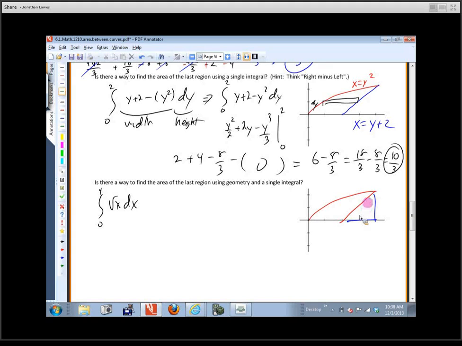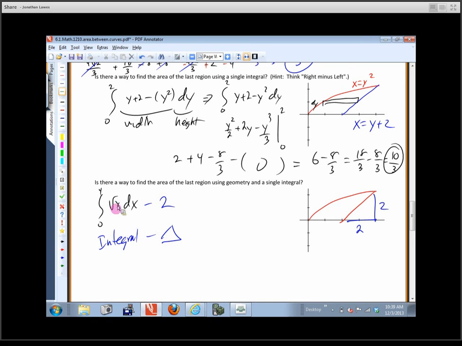What shape is this? Triangle. A little triangle. I want to take off that triangle. That triangle is 2 units wide and 2 units tall, right? So it would be half of 4, so it would be 2. Okay? There's an integral minus a triangle.